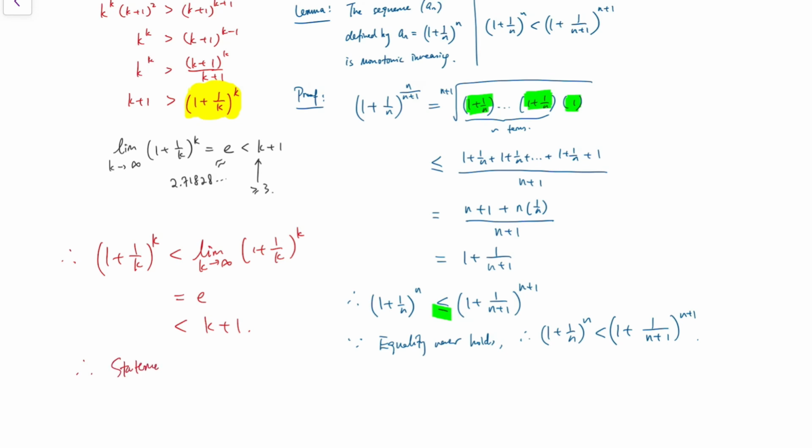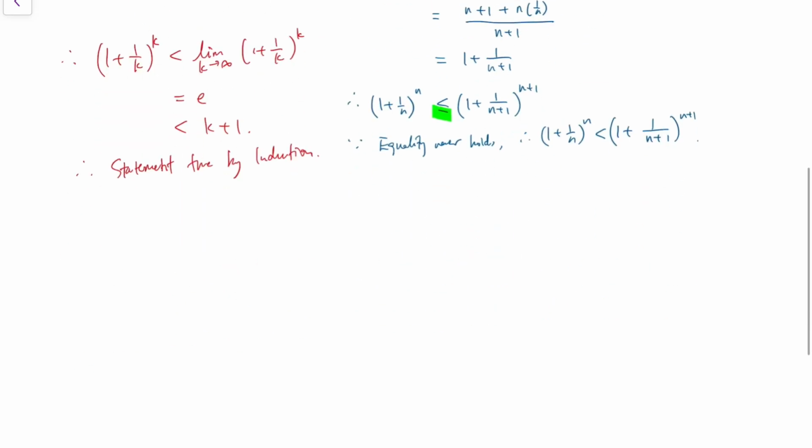So the claim is true by induction on n. And that means we've concluded that our final answer is all positive integers n that are at least 3. So this is the final answer.